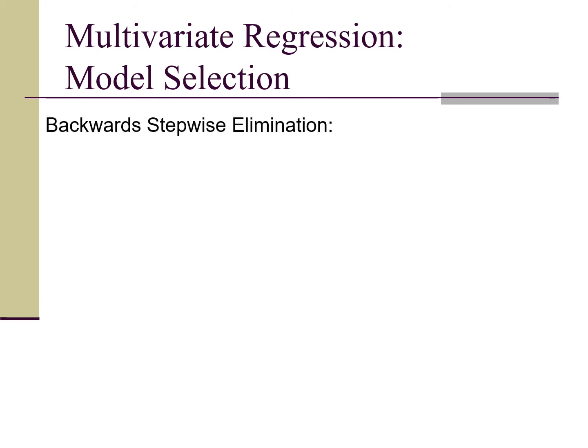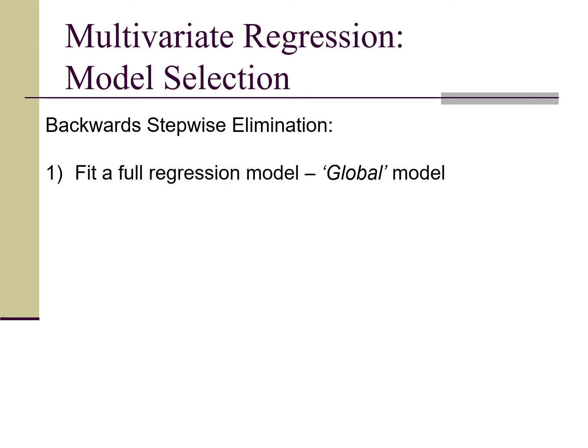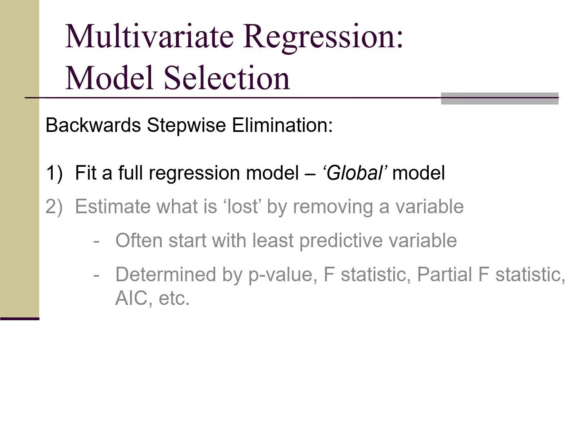So the first thing we're going to look at is a backwards stepwise elimination approach. First thing we're going to do with this is fit a full regression model, the global model, using all of the independent variables we have available. And then, one by one, we're going to remove variables, starting with the least predictive variable. The least predictive variable is either going to be the one with the largest p-value or the smallest F statistic.